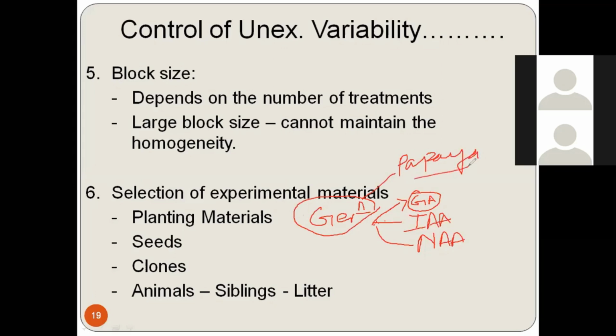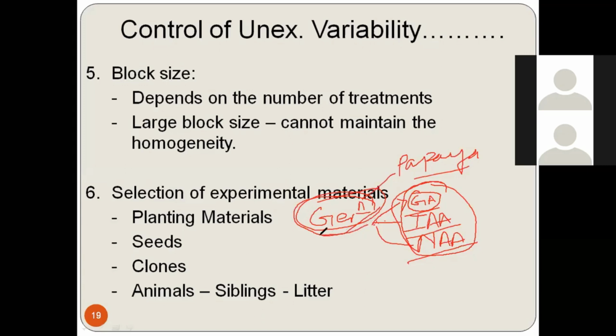Papaya, right? Now I want to collect some seeds for germination. How do we collect the seeds? Because my aim is to see which one gives a high percentage of germination, whether gibberellic acid, indole acetic acid, or naphthalene acetic acid. This is what I want to find out.